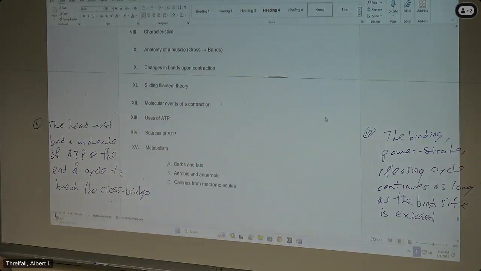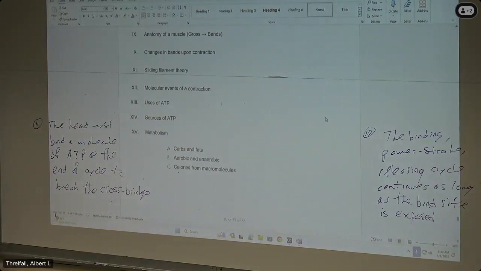All right, so we're going to pick up with Roman numeral 13, because clearly ATP is required. This is an energy requiring process, so we'll start just by summarizing the roles of ATP in muscle contraction.